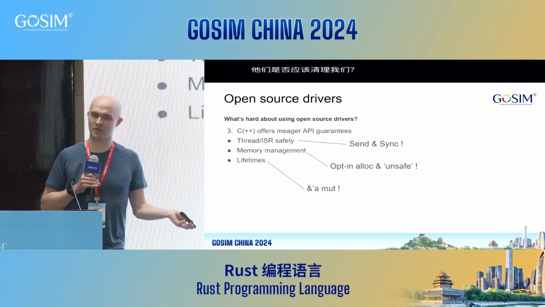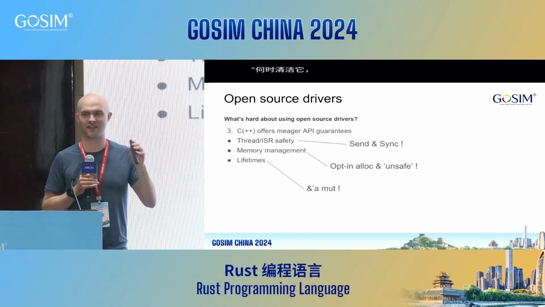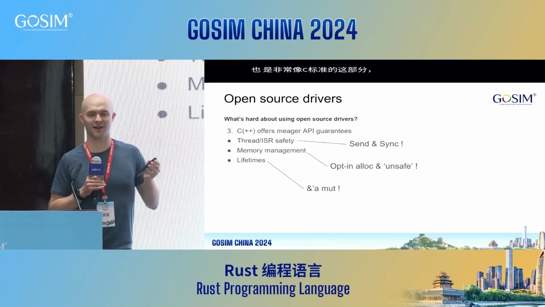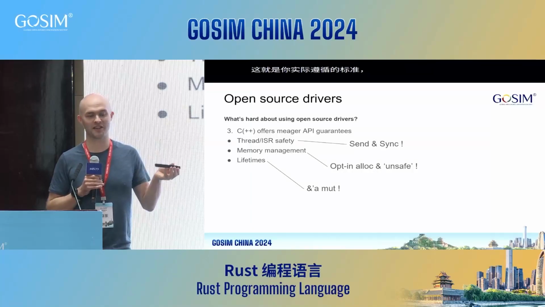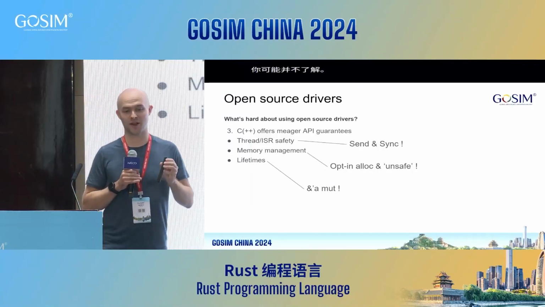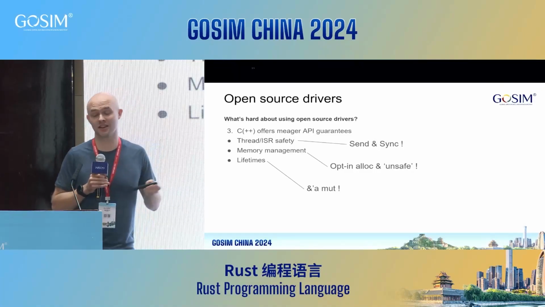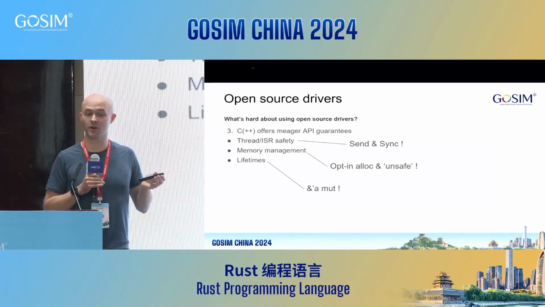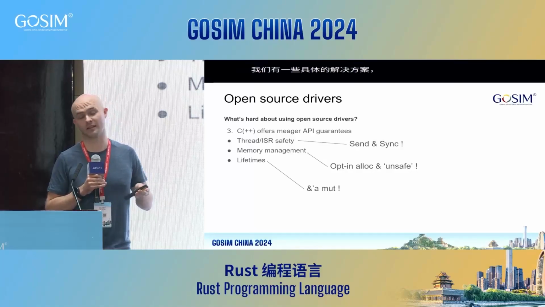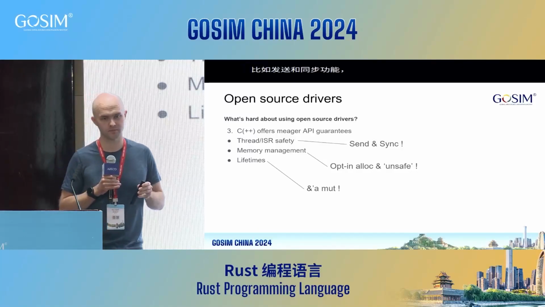Rust has some specific solutions for this. So we have Send and Sync for thread safety. We have opt-in allocations. Most embedded devices don't have this, but you can use it if you want. We have the unsafe keyword, and we have references and mutability for these problems.